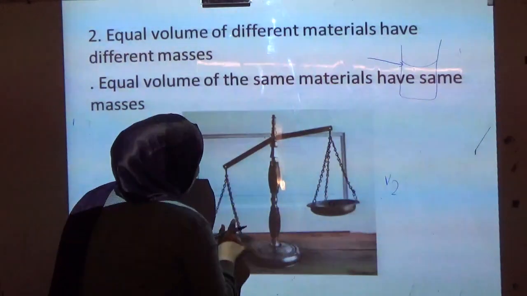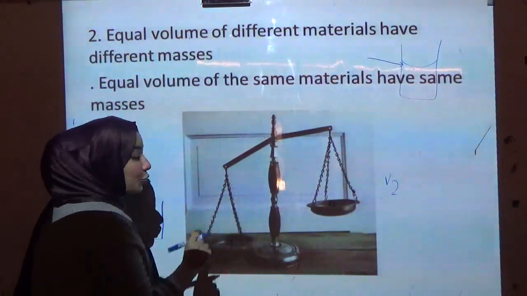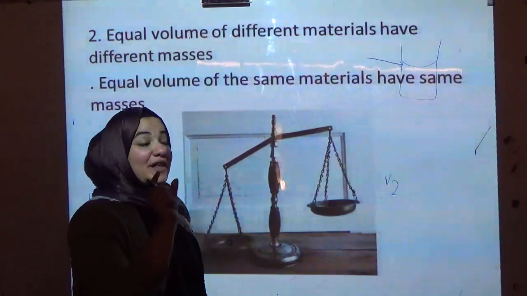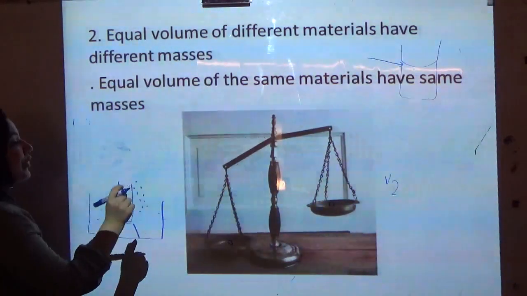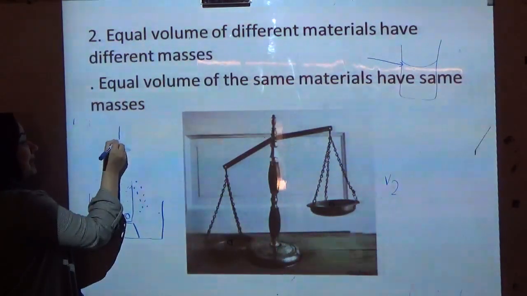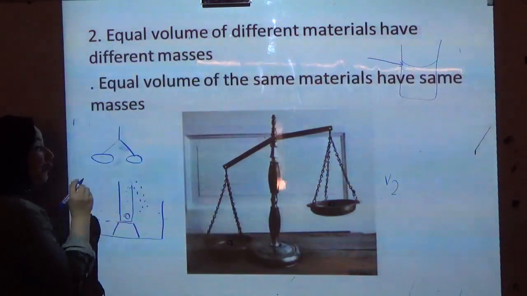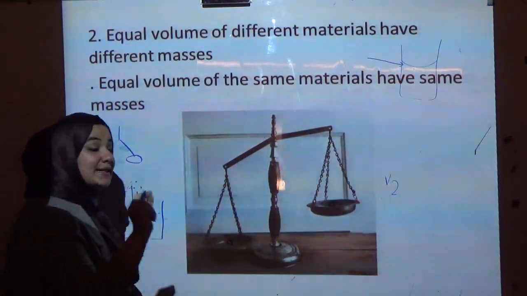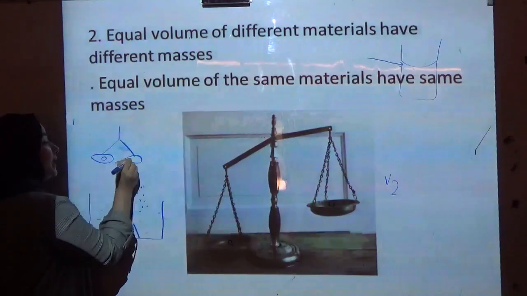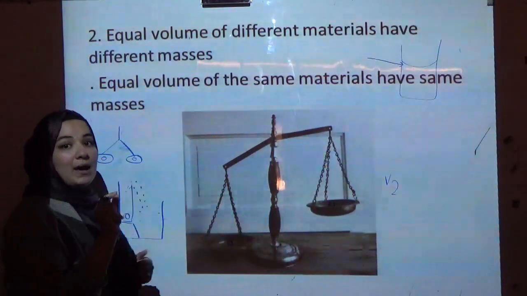But equal volumes of the same material will have the same mass. It means if I bring the same volume, both iron or both wood, they will both have the same mass. If I have the common balance and I put the same volume of the same material, both wood, they will have the same masses.